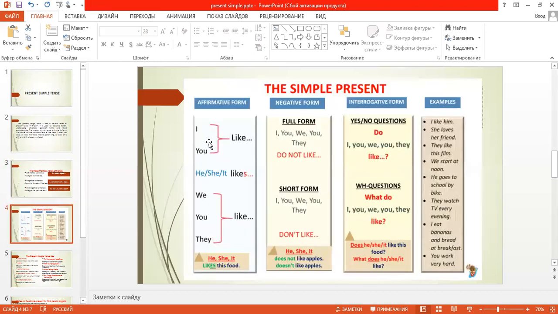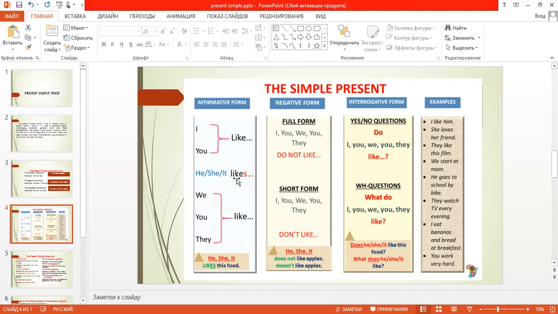Now let's have a detailed look at the formation of these forms of a sentence in present simple tense. For example, I like, you like, we like, you like, they like. But as we can see, the verb in an affirmative sentence with third person singular takes s. He likes, she likes, it likes.